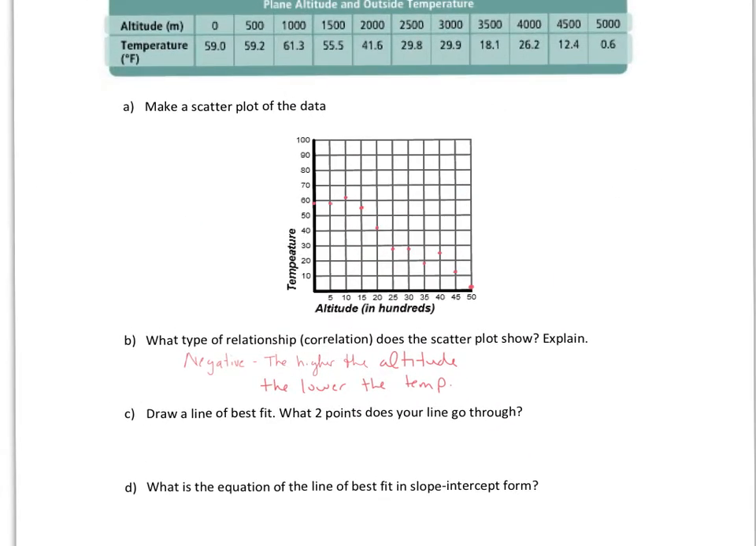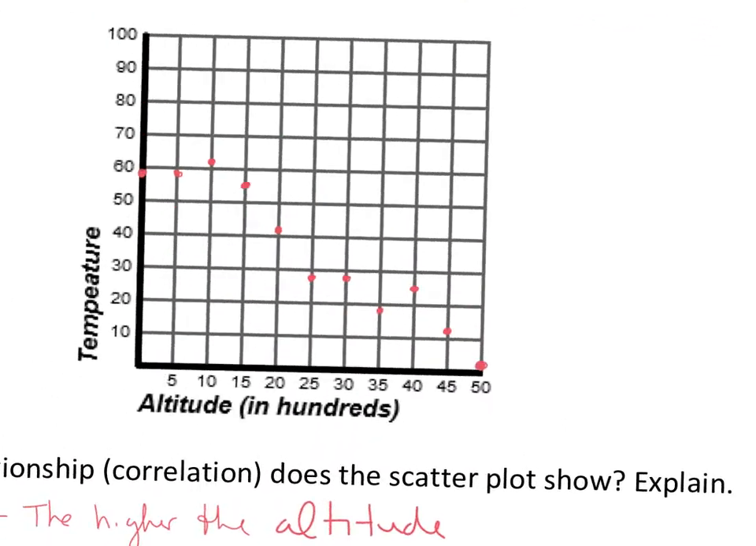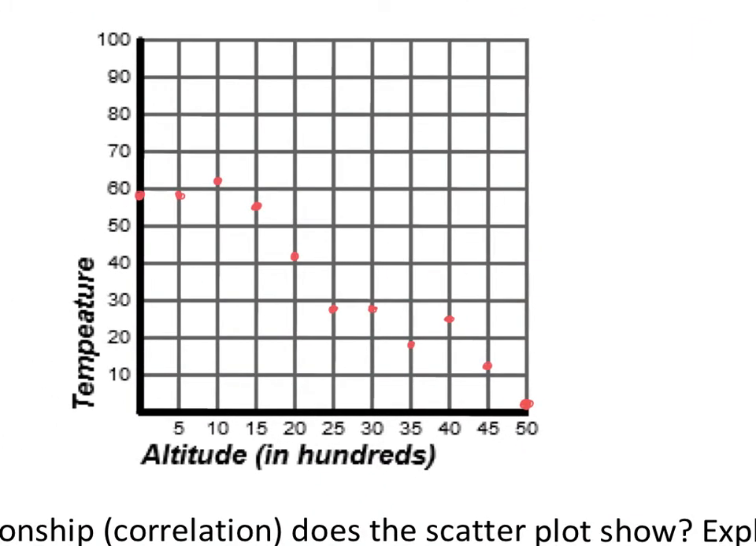Okay, so on part C, it says, draw a line of fit, or line of best fit. What 2 points does your line go through? Okay, so we're going to kind of zoom in here a little bit. And this gets a little tricky because you can have different answers than the people around you, all right? So you're going to have something, though, that's going to be downward trending, right? And we need to try to just put it through. It has to go through 2 points because we're going to ask us to write an equation here soon.